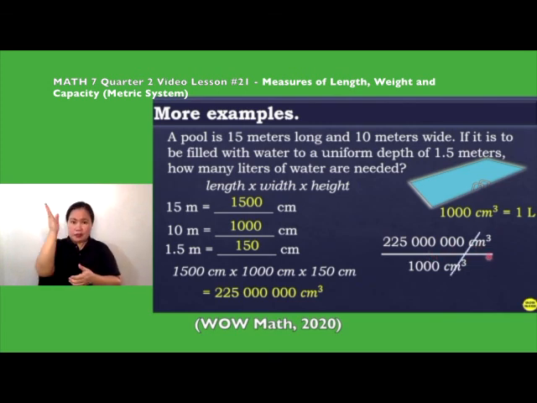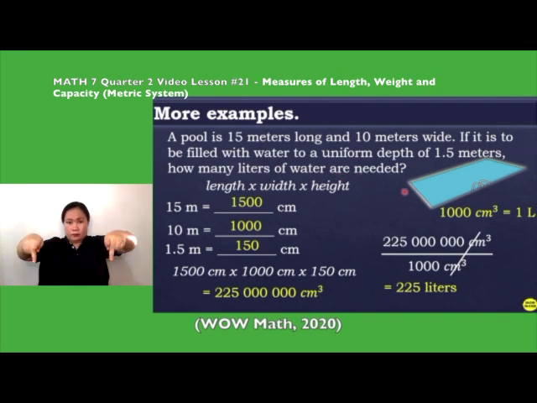So, this will be cancelled. So, 225 million divided by 1,000, that is 225 liters. Okay? So, since dinivide natin to ilang 1,000 meron dito, nakuha natin 225, therefore, 225 liters siya. Kasi for every 1,000 cubic centimeters, that is equivalent to 1 liter. So, therefore, 225 liters po ang kailangan nating i-fill na water doon sa ating pool. Okay?